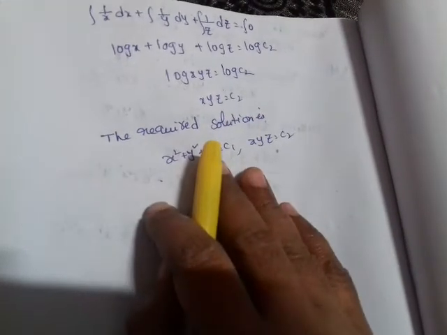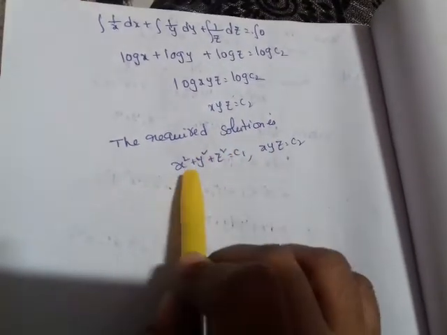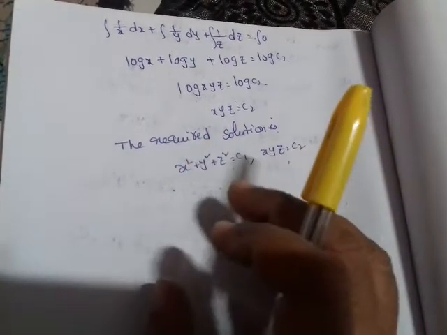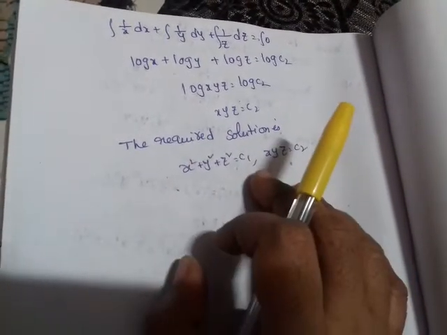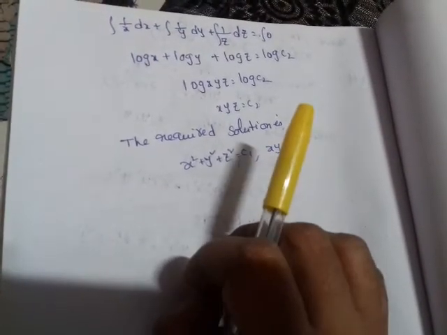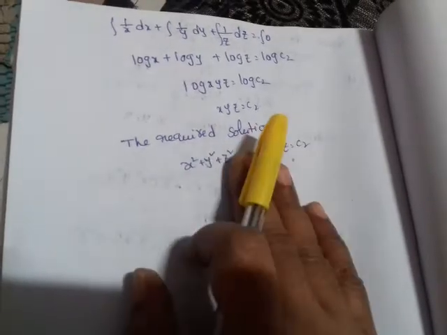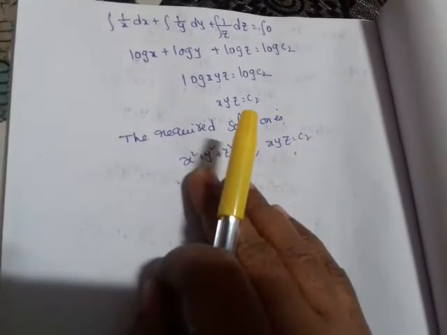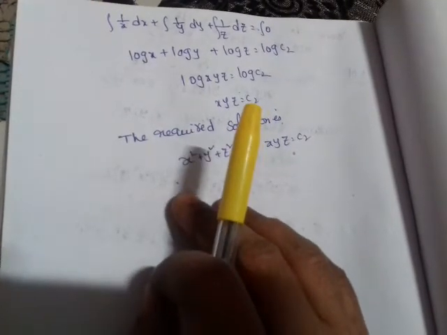So in the method of multipliers, you have to multiply with either the variables x, y, z, or with the constants 1, 2, or mixed, where some are variables and some are constants. So we have to apply it such that the denominator must be 0. Then we have to integrate the numerator. So after the denominator becomes 0, we have to integrate the numerator.